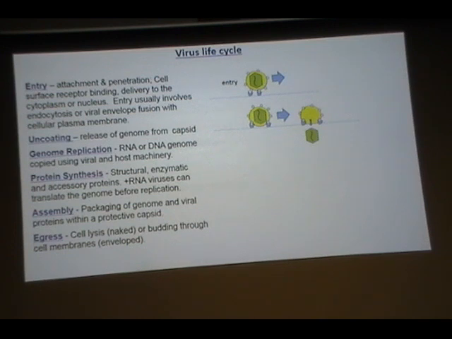This is sort of a generic view of a virus life cycle. And so the virus has to accomplish several things, and you're probably already familiar with this because you've talked about DNA viruses, I think, already, so you get the idea already. But they have to enter the cell, and so there has to be attachment and penetration. And then once they enter the cell, they uncoat, they release their genome from the capsid.